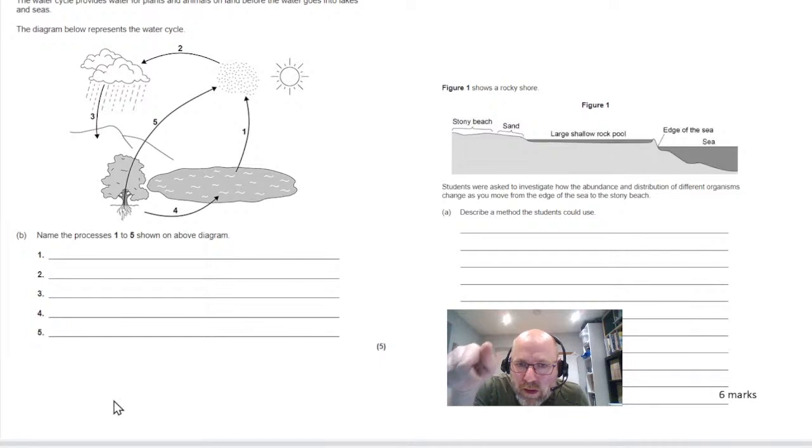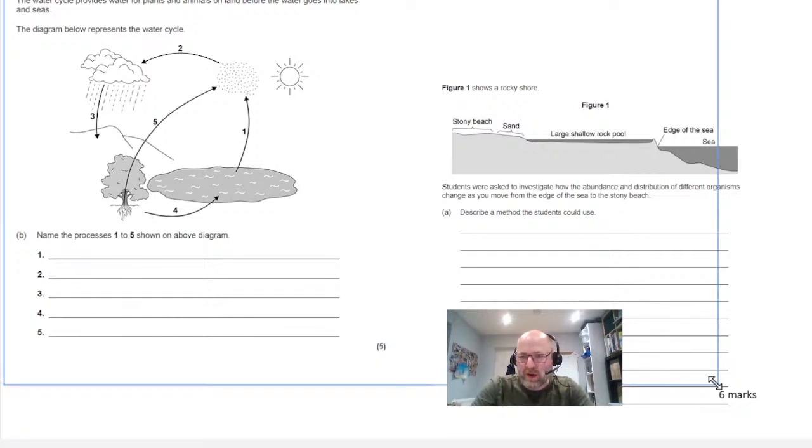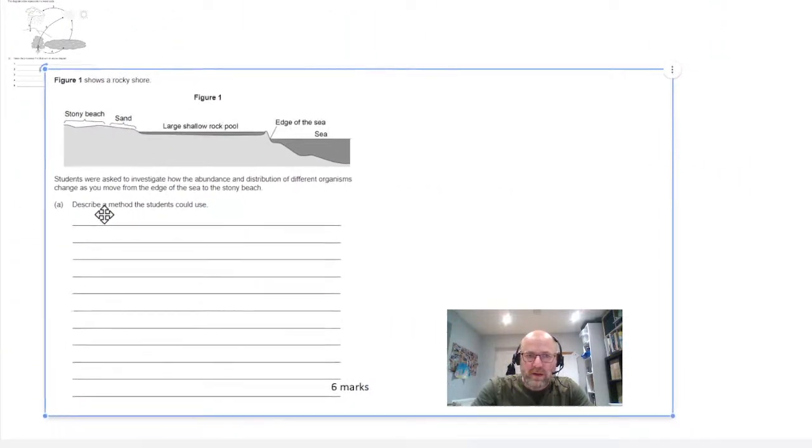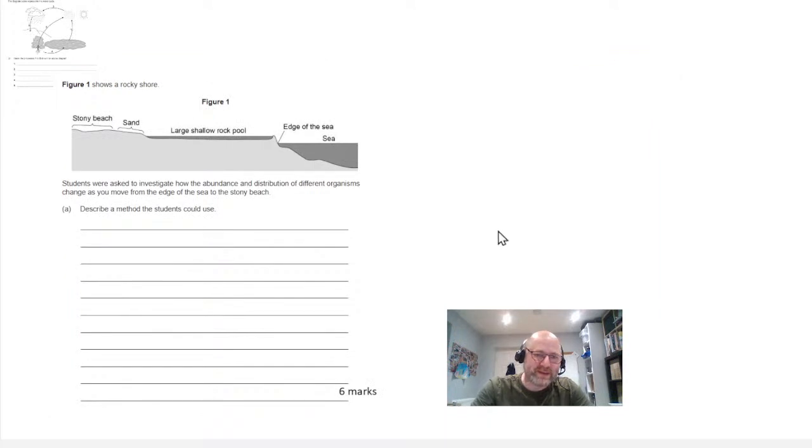Right, okay, the 6 marker is the Quadrats practical, but there's 2 Quadrats practicals. Again, I got another live where I did them. The 6 marker over here, this is Quadrats. Now, how do you know which Quadrat practical to do?